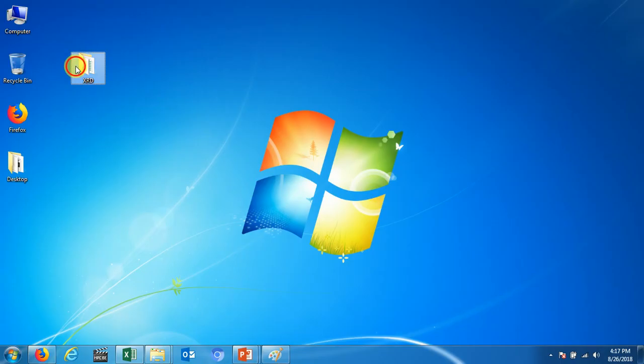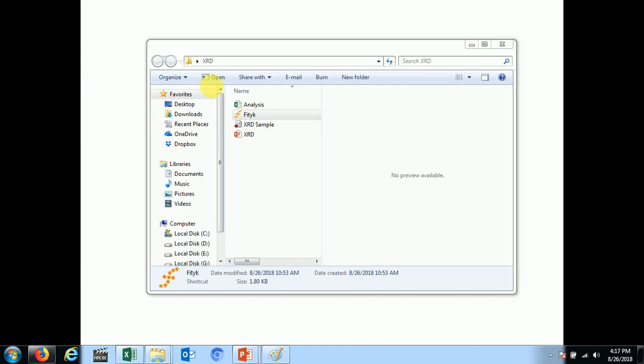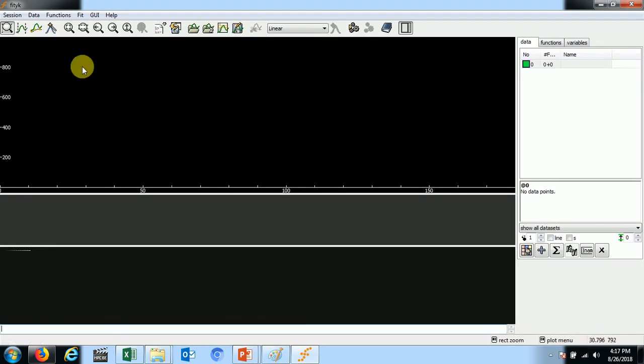Today I shall show you how to analyze the XRD result of a material if we have the data in any format which is supportable with Excel. So I shall use two softwares. One is Microsoft Excel and another software Fityk, which is freely available on the internet. Let me start with Fityk. This is the Fityk software which I have installed in my computer.